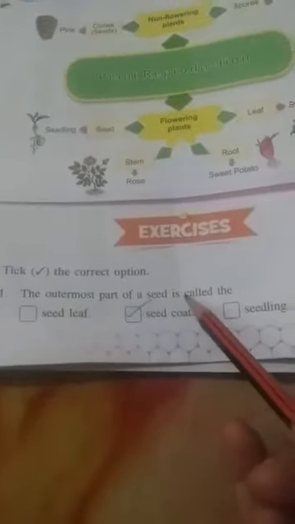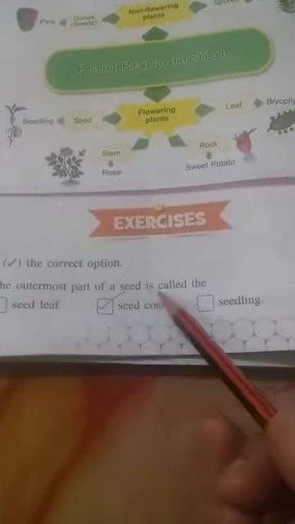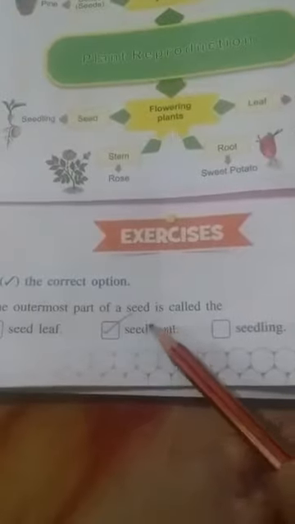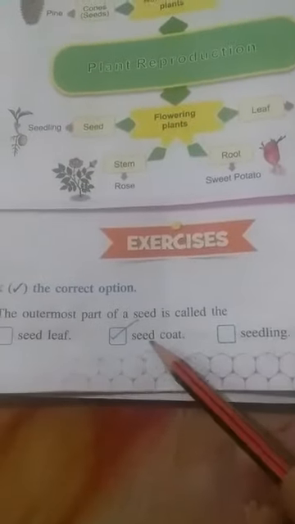Now exercise portion. First of all, let's start the exercise. Tick the correct answer. The outermost part of the seed is called seed leaf, seed coat, seedling or shoot. So the outermost part of the seed is called seed coat.